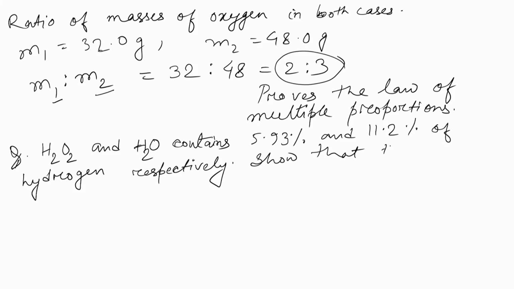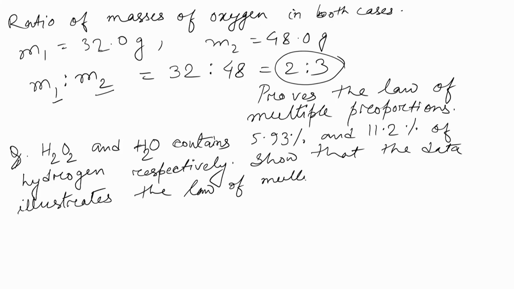Show that the data illustrates the law of proportions. So, now here in this problem, the data is given in terms of percentage and not in terms of mass. But we can always convert this in terms of mass.